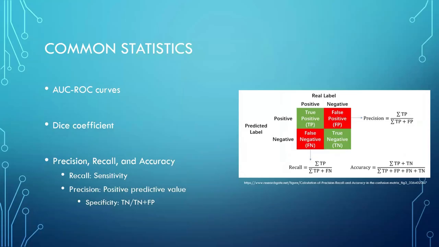And then lastly, precision, recall and accuracy. This is where you have your confusion matrix with your true positives and true negatives, from which you can calculate your recall, which is your sensitivity. Your precision is your positive predictive value, and your specificity is a different metric, which is your true negatives over your true negatives plus false positives. And accuracy is a measure of your true positives and true negatives compared to the total number of cases.